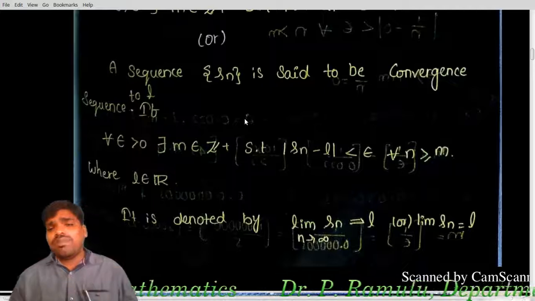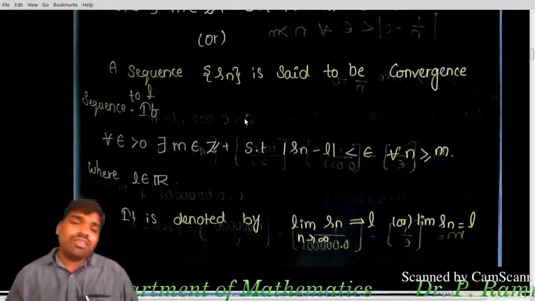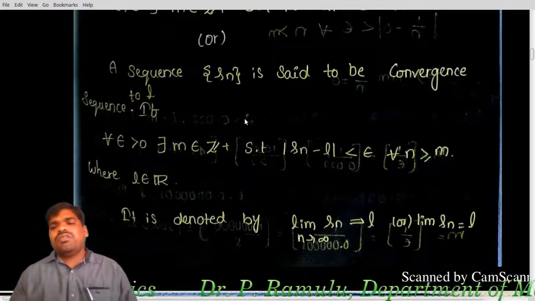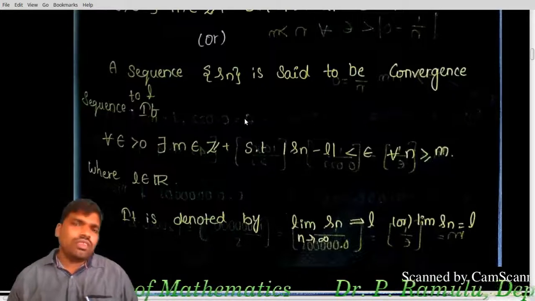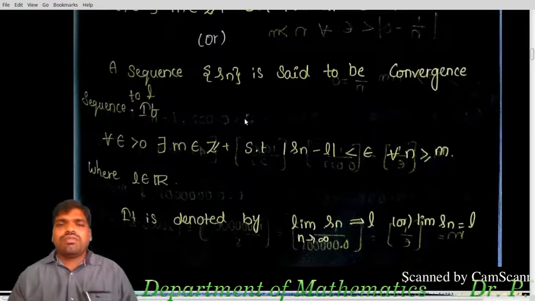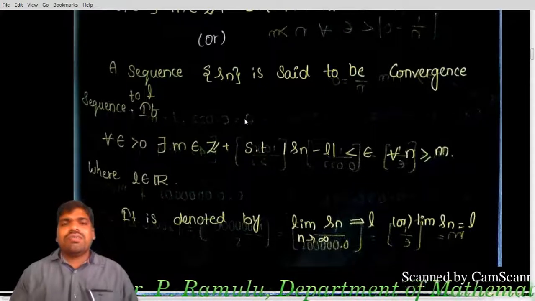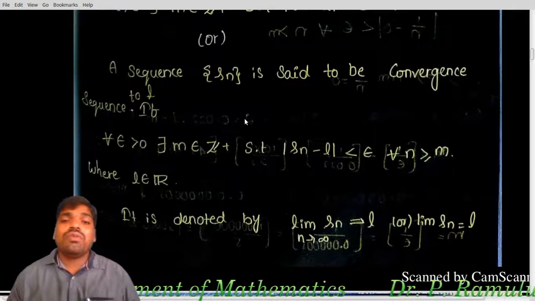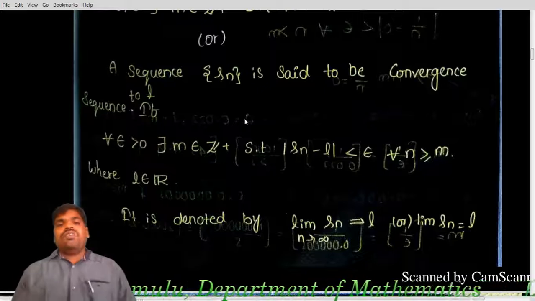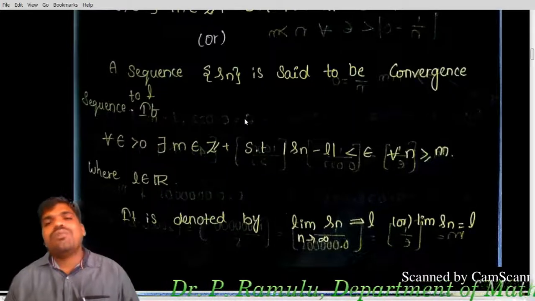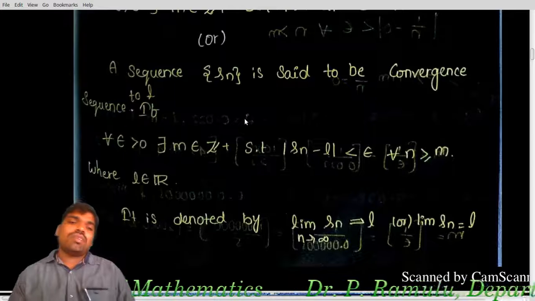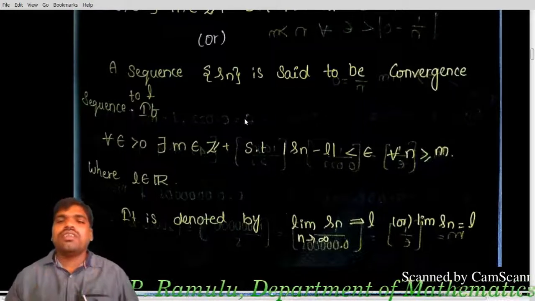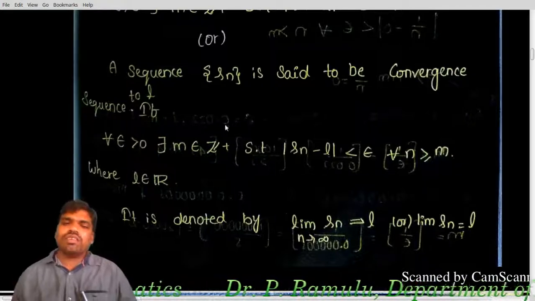So this is the definition of convergence of a sequence, or the limit of a convergent sequence. Usually it is denoted by limit of S_n equal to L. This was already explained, so you have to remember and keep it. Why? Because every theorem and every problem in this topic, we have to use this definition only. If you remember the definition, the proofs of theorems are very easy, and the problems are also very easy. That's why you have to remember these steps. Okay. Next.